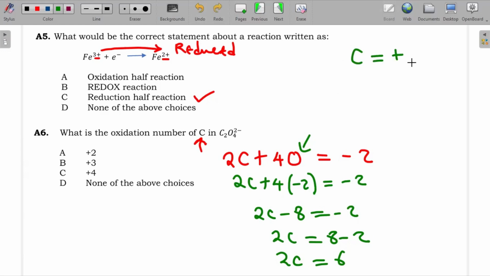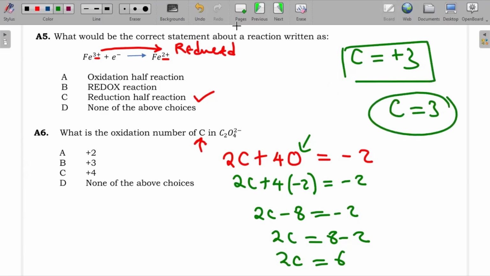So always remember to add the sign there. Don't write C is equal to 3. This here is not an oxidation number. An oxidation number should have a plus or minus. So that will be +3 there. And we're done with the question 6 there.